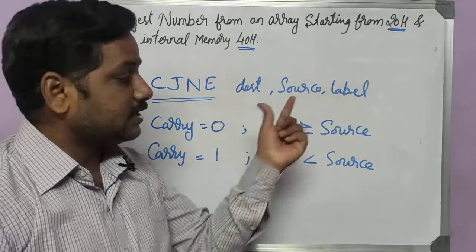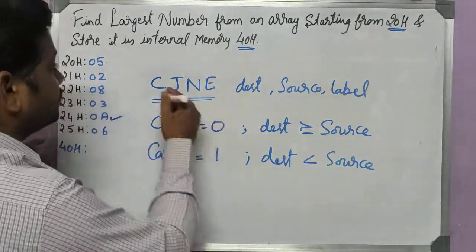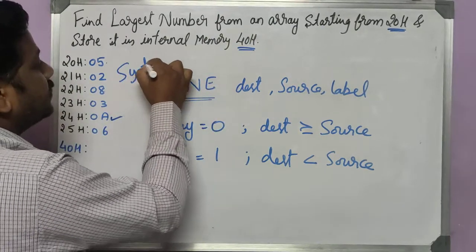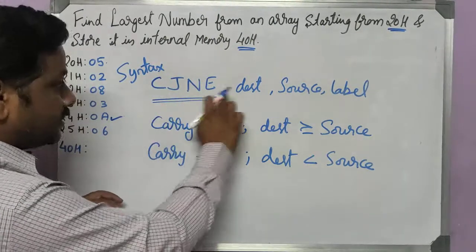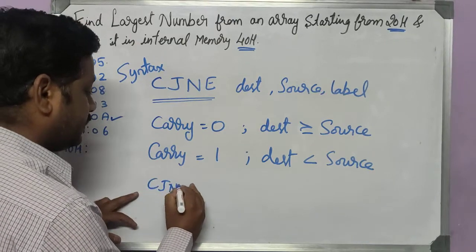Here, this CJNE, this is the syntax I have written. Now let me take an example. I will write the example of this CJNE.